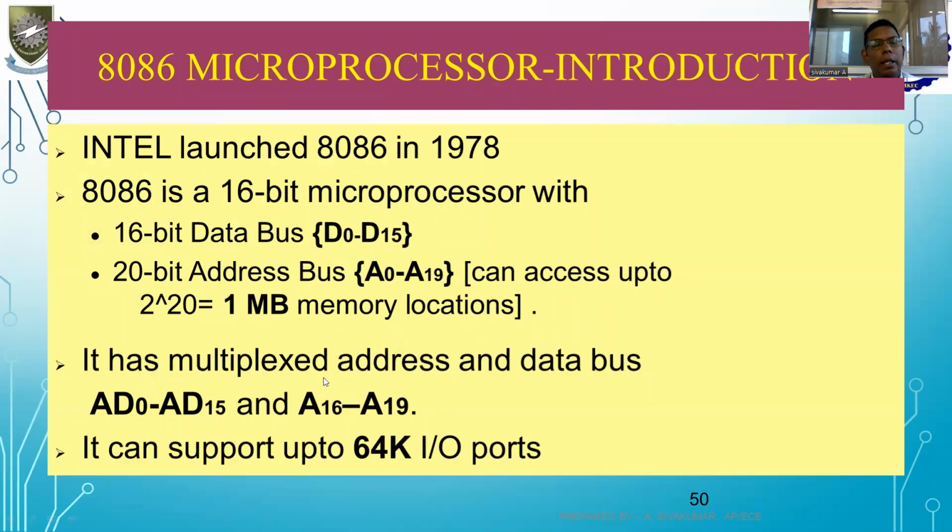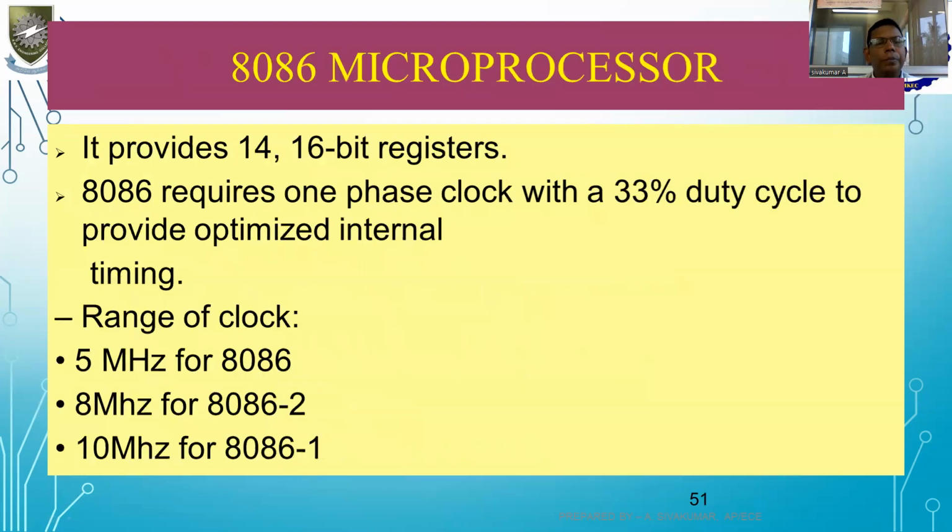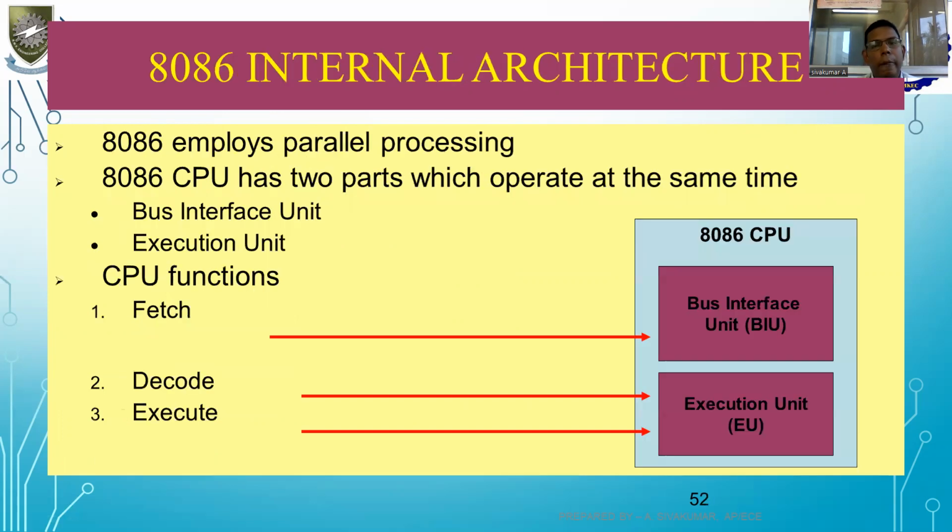The address and data lines are multiplexed. It can also support up to 64K I/O ports. It provides 14 16-bit registers. The 8086 requires a single-phase clock with 33% duty cycle to provide optimized timing. Normally, there are three versions of the 8086. The first version is the 8086, which uses a 5 MHz clock. The second version uses 8 MHz and is called 8086-2. The third version is 8086-1, which uses a 10 MHz clock.